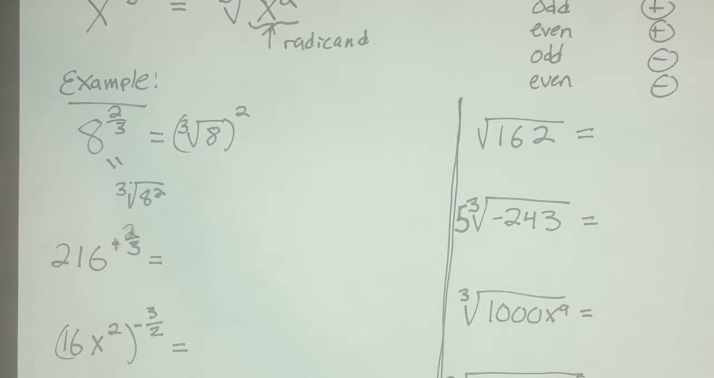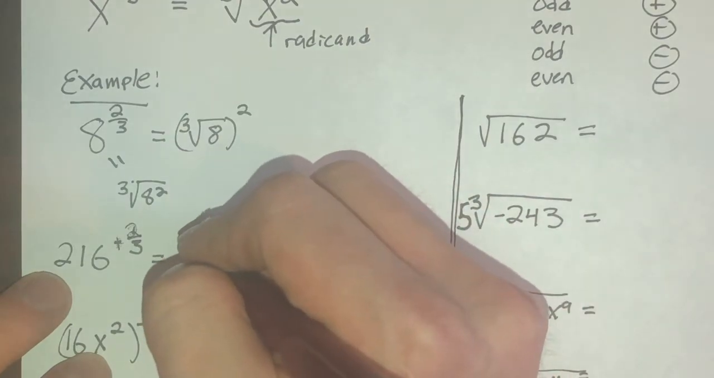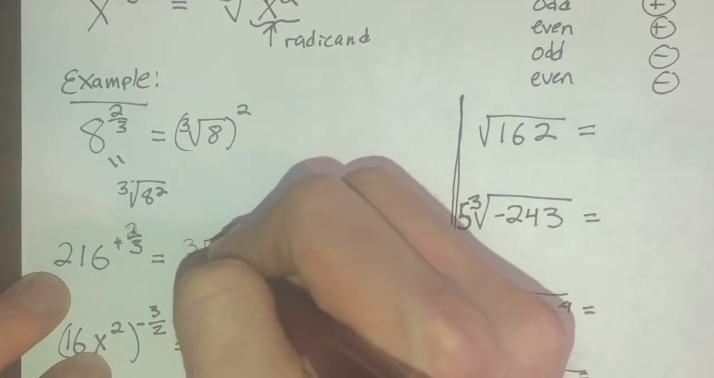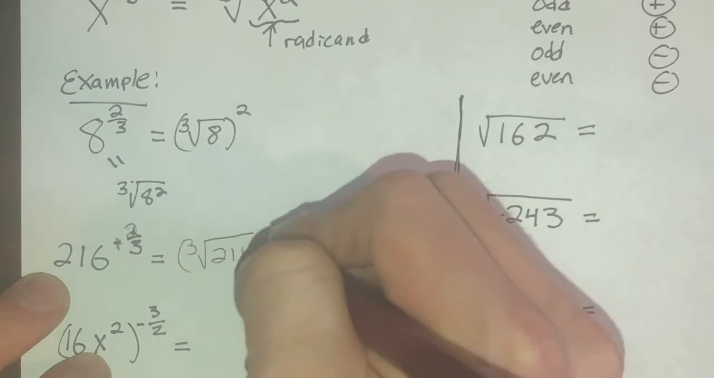Let's do this. So first, 216 to the 2/3. I've got two options, basically. I can square 216, 216 times 216, a huge number, and then take the third root. Or I can take the third root of 216 and then square it. Here's what I'm going to do. I'm going to take the cube root first because I know 6 times 6 is 36, and 36 times 6 is 216. So I'm going to do the third root first and then square it.